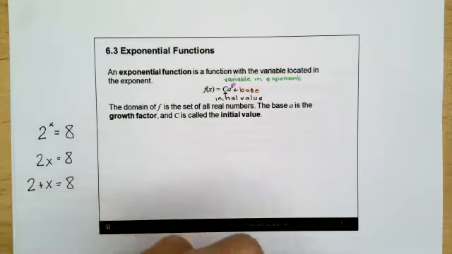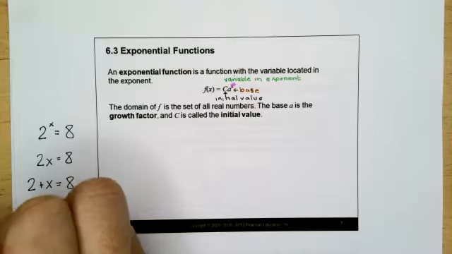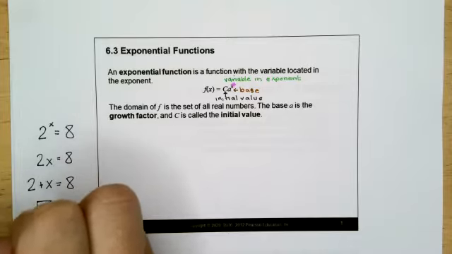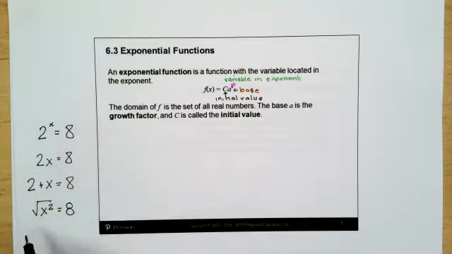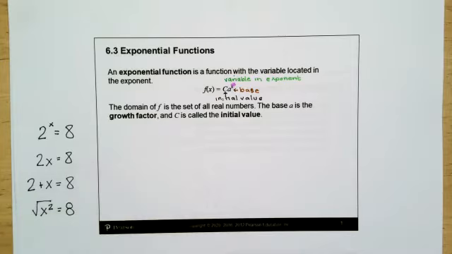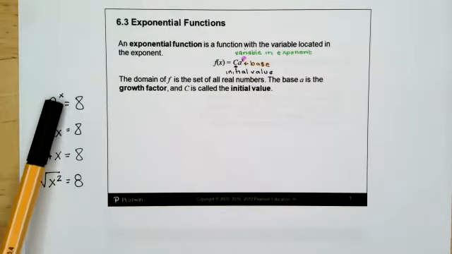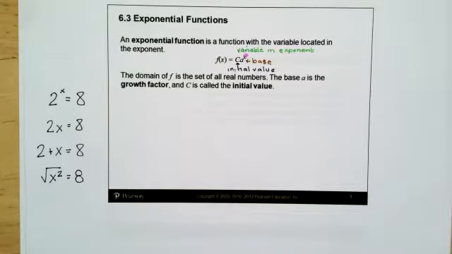We could even do the square root of X squared is 8, right? Because we know how to undo the square with the square root. You undo what is being done to it. But I don't know how to undo a base if the variable I want to solve for is in the exponent, right?